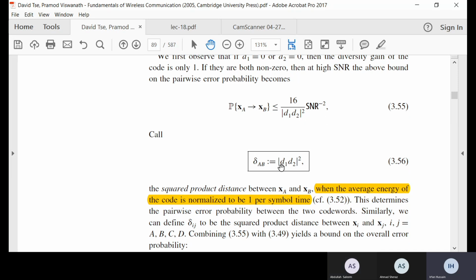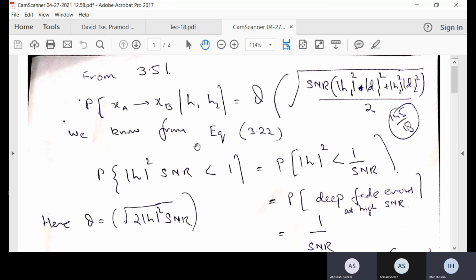So this factor is called the square product distance between xa and xb, where we know d1 and d2 are just the normalized difference between xa and xb, when the energy of the code is normalized to be 1 per symbol time. And this is also important. We will make sure that the energy of xa and xb is 1 per symbol time. And you will say how it is possible. So let us check how this is possible.